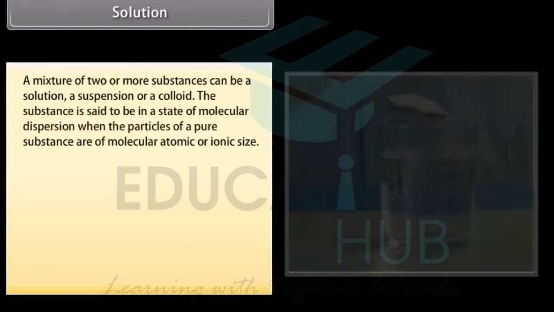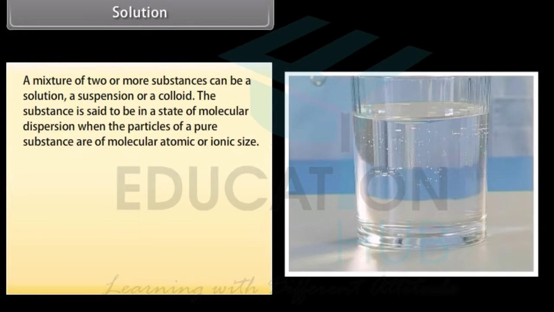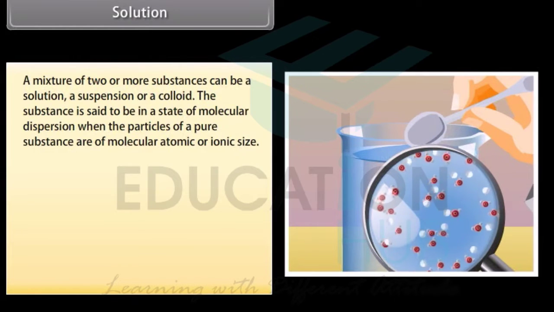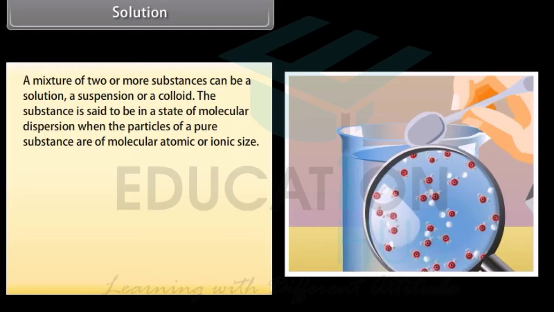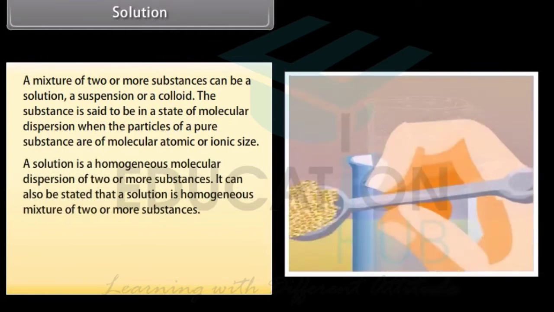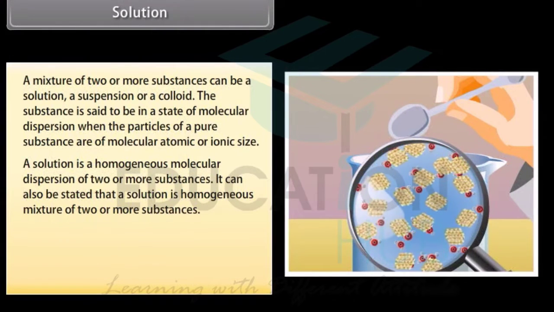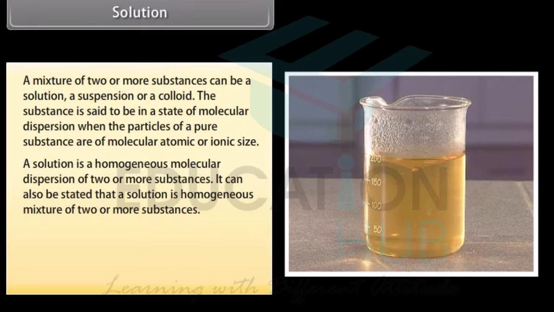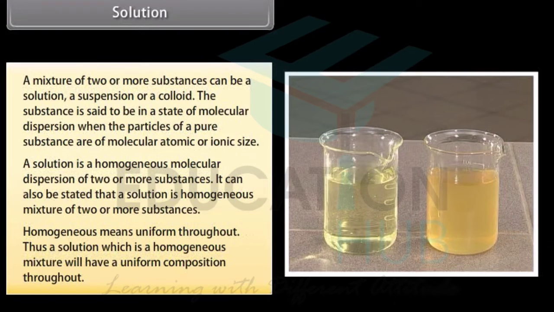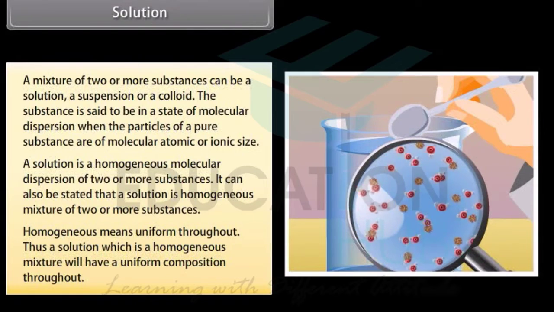Solution. A mixture of two or more substances can be a solution, a suspension, or a colloid. The substance is said to be in a state of molecular dispersion when the particles of a pure substance are of molecular, atomic, or ionic size. A solution is a homogeneous molecular dispersion of two or more substances. It can also be stated that a solution is a homogeneous mixture of two or more substances. Homogeneous means uniform throughout. Thus, a solution which is a homogeneous mixture will have a uniform composition throughout.